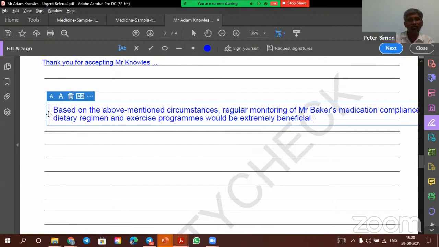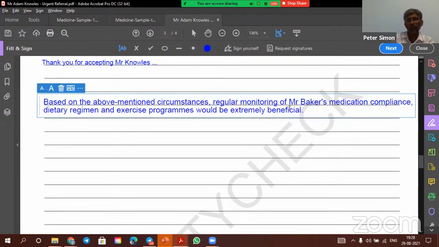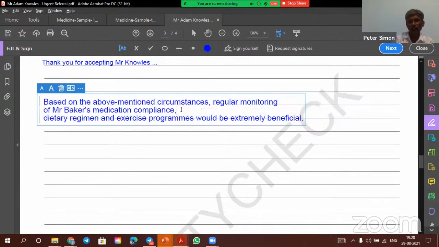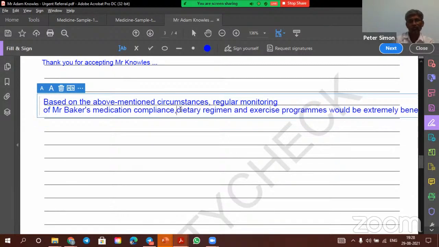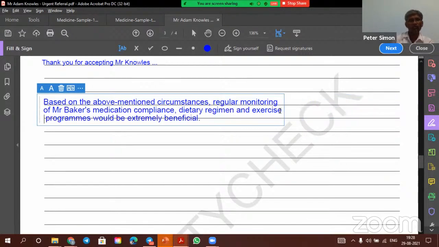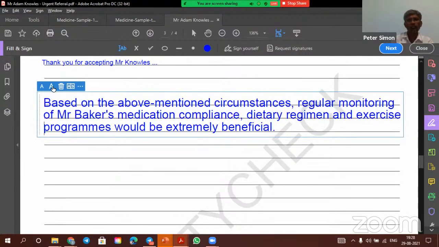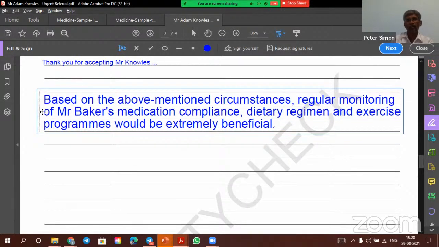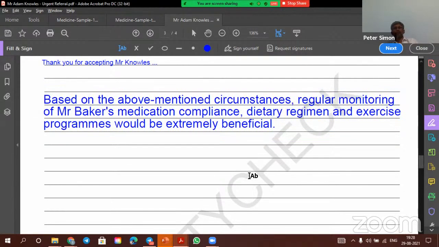I'm just giving you an idea of something. Okay. So based on the above mentioned circumstances, I'm giving an idea, that's all. Regular monitoring, instead of regular monitoring, we can change this one. Based on the above mentioned circumstances, okay.